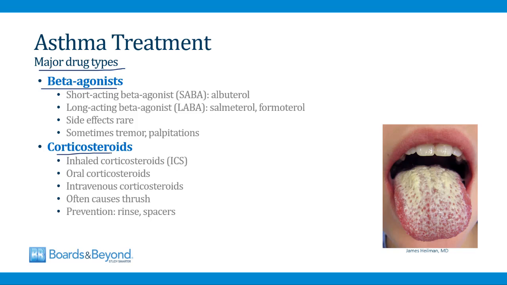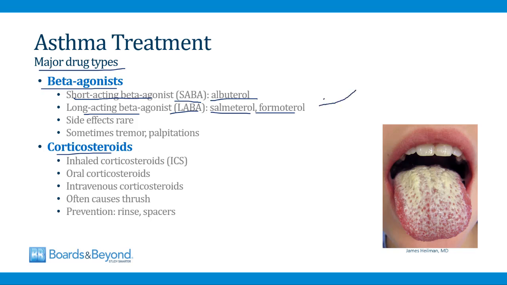Beta agonists activate beta receptors in the lungs and cause bronchodilation. There are short-acting beta agonists, sometimes called SABA. The major drug in this class is albuterol. It can be given by nebulizer or as an inhaler. And then there are long-acting beta agonists, sometimes called LABAs. Major drugs in this class are salmeterol and formoterol. These are usually given as inhalers.